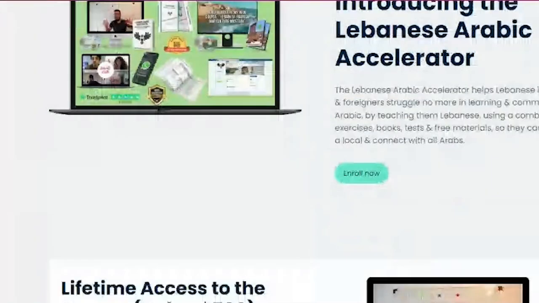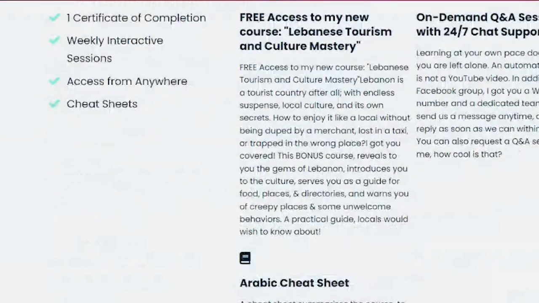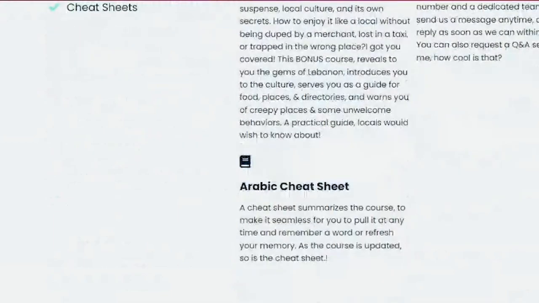We also have the Levantine Arabic Accelerator. Now this goes on sale usually for around $249 every Black Friday in the United States. So kind of be aware of that. I have not tried it. It's something to kind of keep on your radar though.